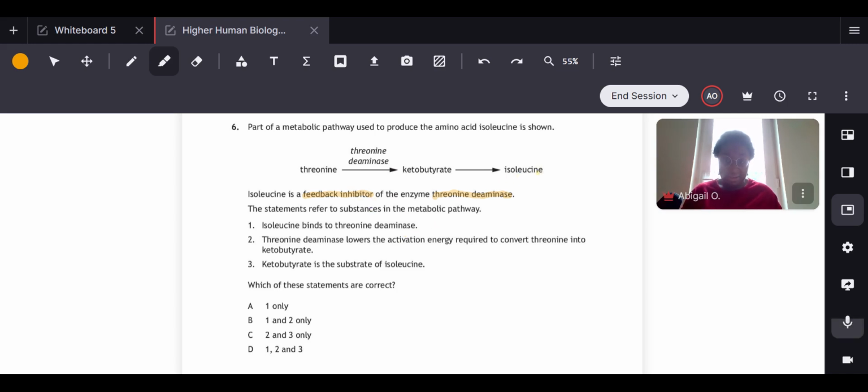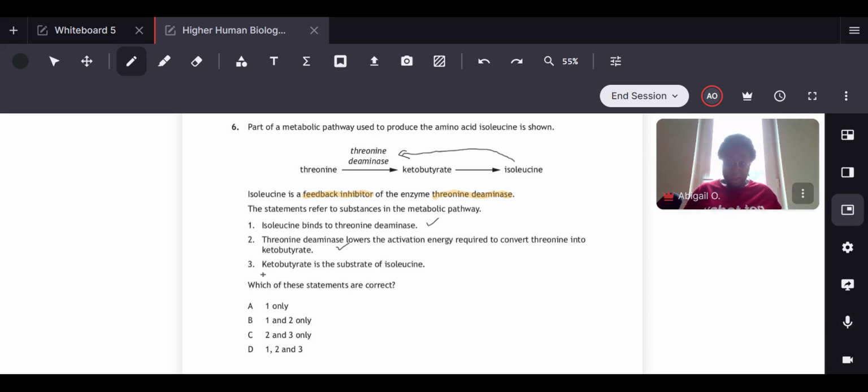What that basically means is that the end product of our metabolic pathway will go back to inhibit an enzyme earlier on in the pathway. So isoleucine will go back to inhibit this enzyme. So number 1 is going to be correct. Threonine deaminase lowers the activation energy required to convert threonine into ketobutyrate. Well, we know that this is an enzyme, and one of the things that enzymes do is they lower the activation energy required for a specific reaction to take place. So we know 2 is correct.